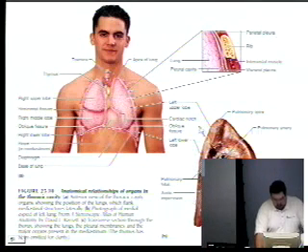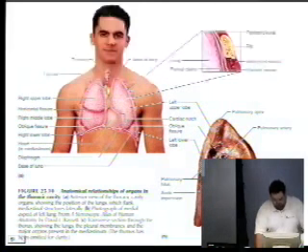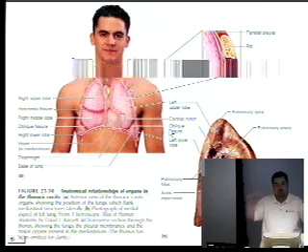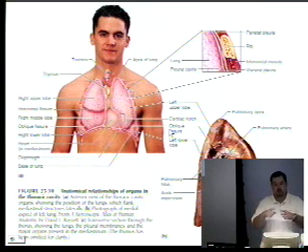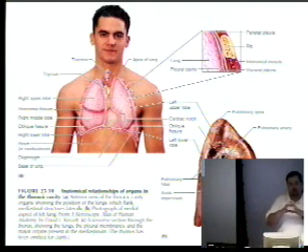An important thing to know about the lungs is the hilus, which is right here. The hilus is the point where the structures enter and exit the lungs. At this point, it would be the bronchi. So you have the lungs surrounded by this whole membrane. At some point, that membrane has to give in order to allow the bronchi to go through. And that point right there is known as the hilus.